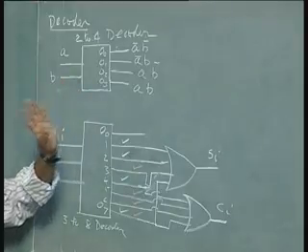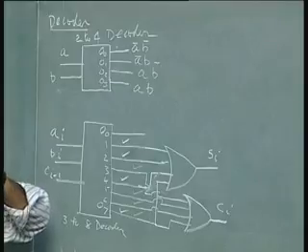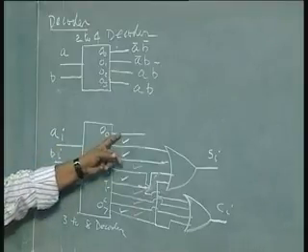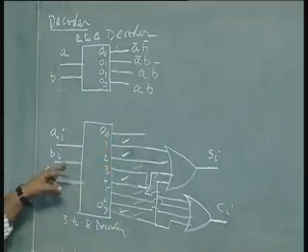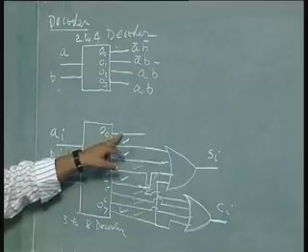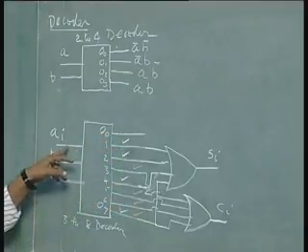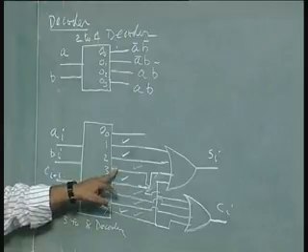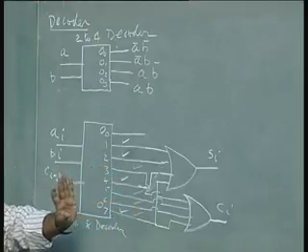But in an actual commercial device, outputs are active low. That means when I choose a combination, the corresponding output will be low and the rest of the outputs will be high. For example, if this is 0, 0, 0, O0 will be 0 and all others are high. If we take 0, 1, 1, which corresponds to combination 3, O3 will be low and all others will be high. This is called active low.